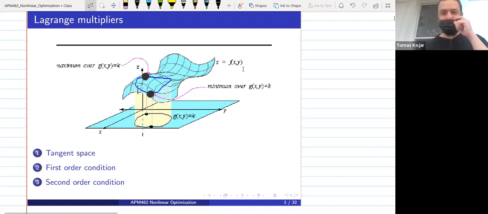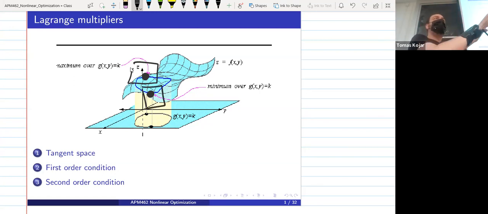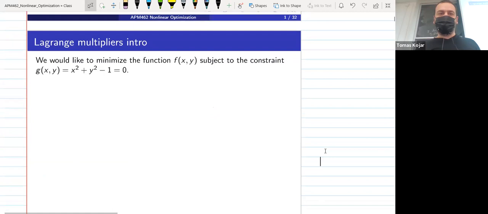Okay, good. We are trying to find these two points, and we will use the tangent space. This plane will tell you where the max and min are. All right, let's start. What is the tangent space? People on Piazza were asking, so let's once and for all clarify it.